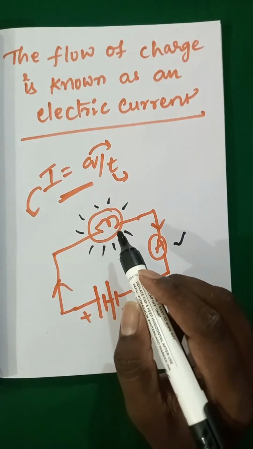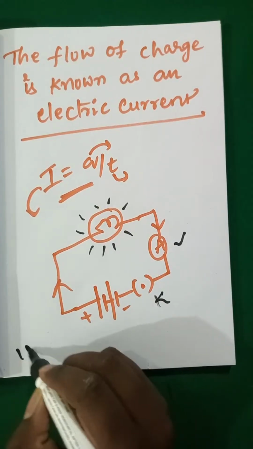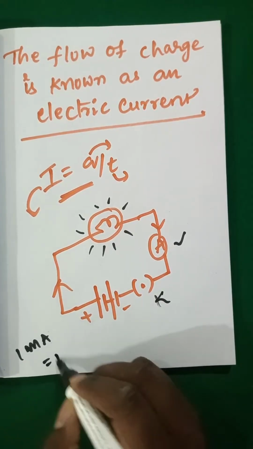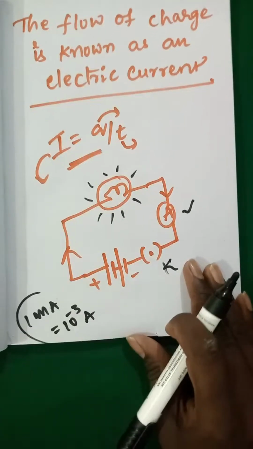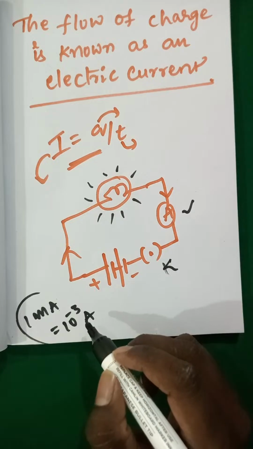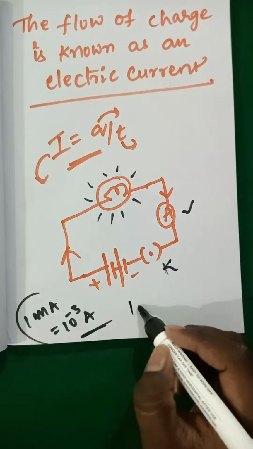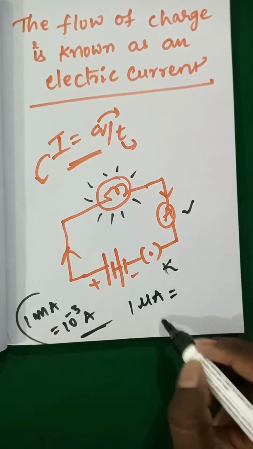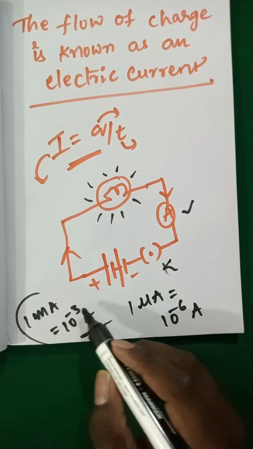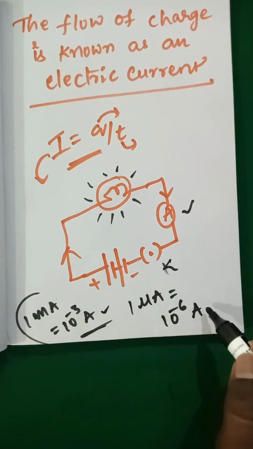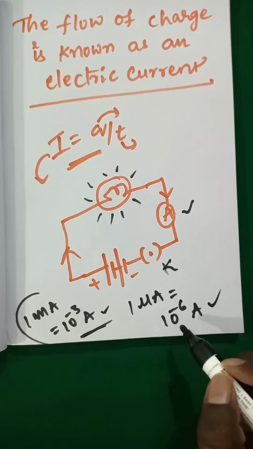Current is flowing. And if you are taking 1 milliampere, it is 10 power minus 3 ampere. Very important point. Just check once. 1 milliampere equal to 10 power minus 3 ampere. 1 microampere equal to 10 power minus 6 ampere. Okay, so that is about it.